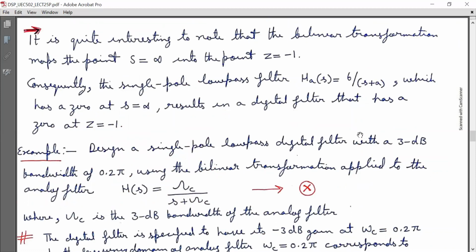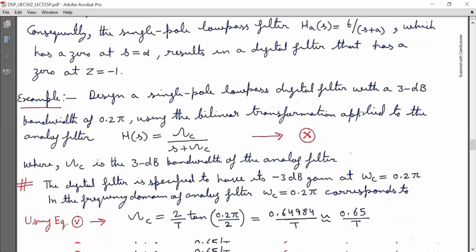Now it is quite interesting to note that the bilinear transformation maps the point s equal to infinity into the point z equal to minus 1. So this is very important. Consequently, the single pole low pass filter H(s) = b/(s + a), which has a 0 at s equal to infinity, results in a digital filter that has a 0 at z equal to minus 1. Now we will do one example.